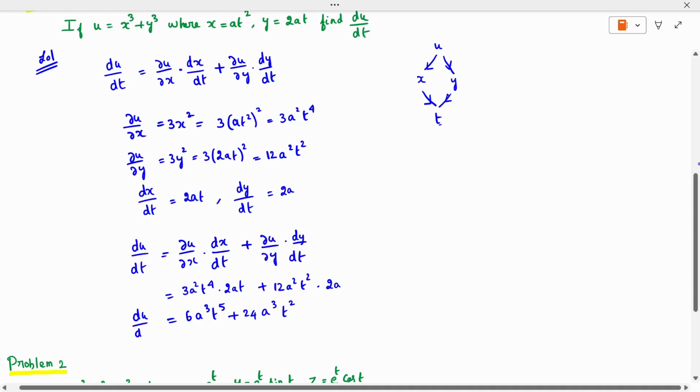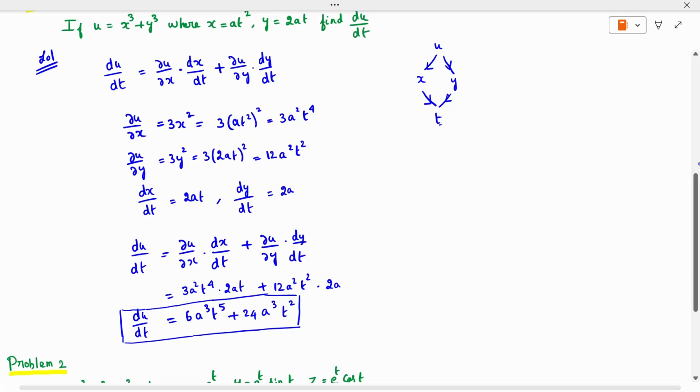So completed. But it should be particular: it should not be in variables x and y. You have to convert x and y and write the final answer. So completed.